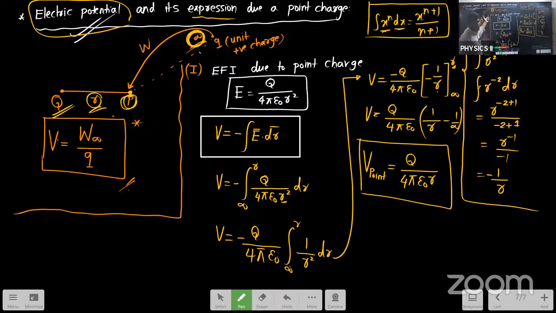So definitely there exists some force between them. Which type of force? Repulsive force or attractive force? Here it will be repulsive force, because this Q is having positive charge. This small q is also having positive charge. Positive charge, what will happen? They will repel each other.